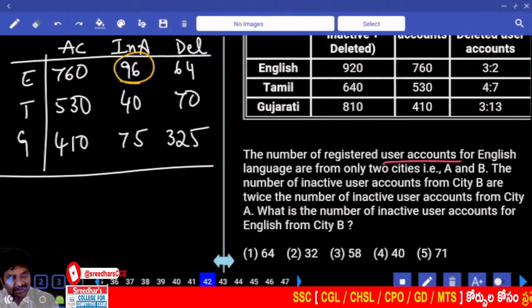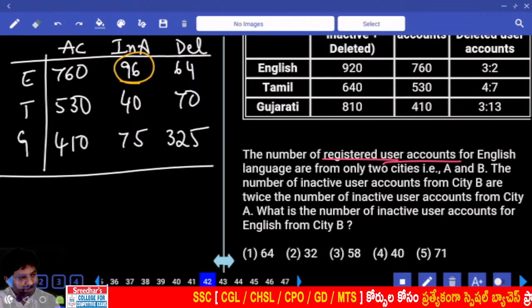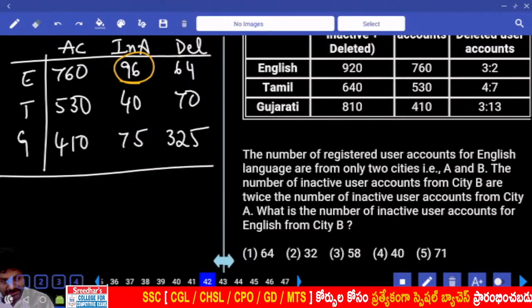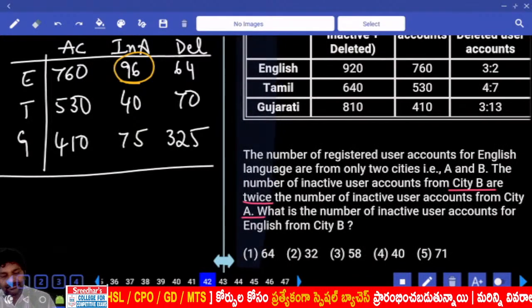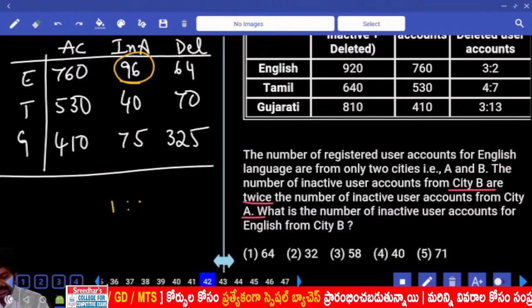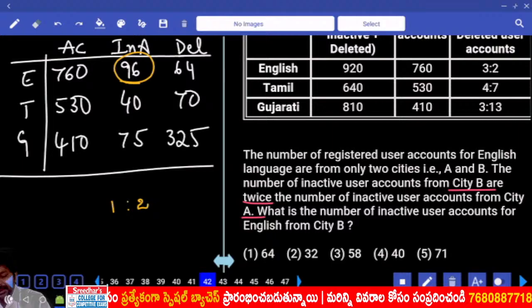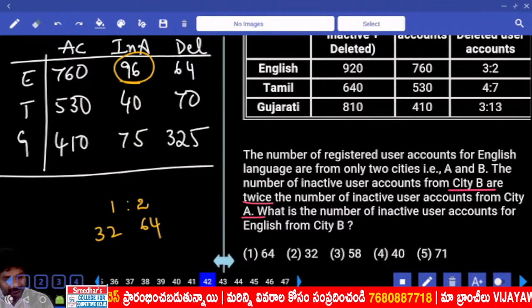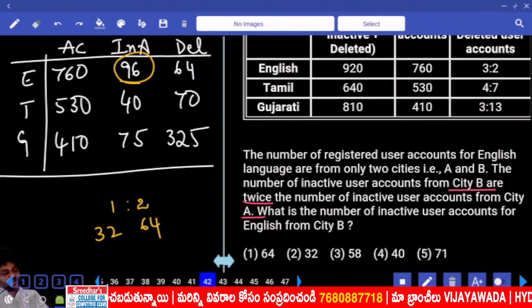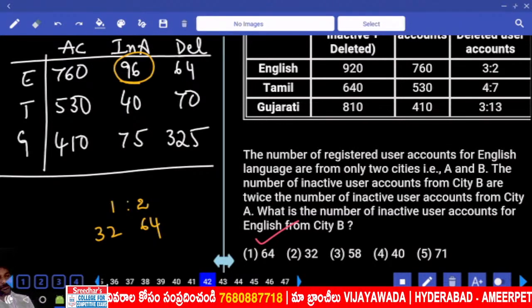Here they said user accounts, registered user accounts, but that should be inactive. Total inactive are 96. B is twice that of A. That means A and B are in the ratio 1:2. 3 parts is 96. Each part is 32, so 32 in A, 64 in B. What is the number of inactive user accounts for English from city B? 64.